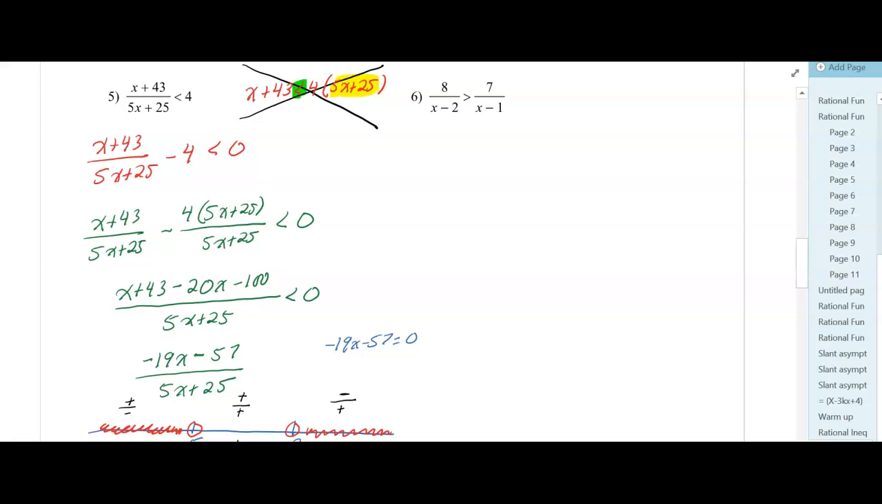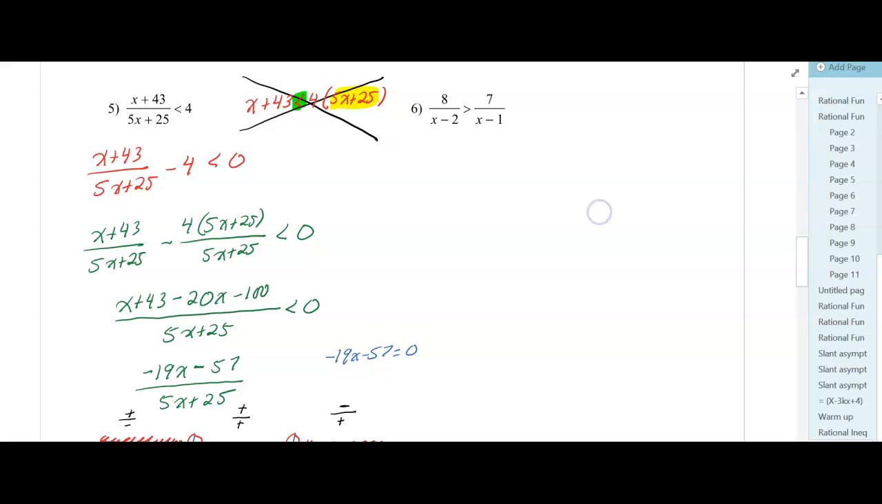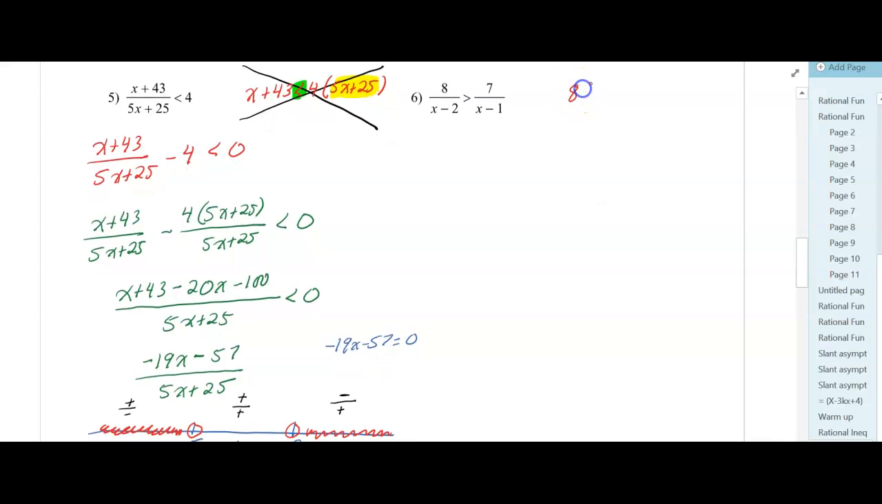For problem number 6, again, the most common mistake would be to write the following. I'm going to write it down, but I'm going to put a big X through it. You are not allowed to multiply like I just did, what some people call cross multiplying, because you are not sure what happens to the inequality. You're not sure if you're multiplying by a positive or a negative. So do not do that.